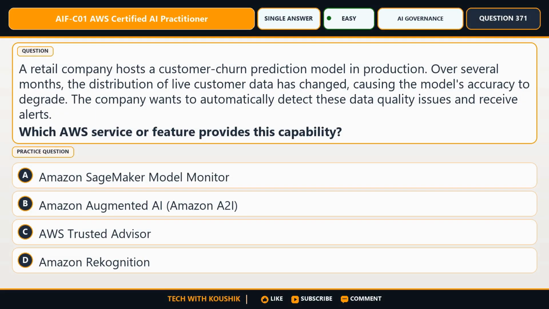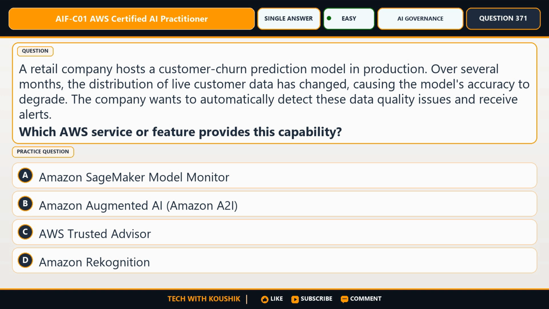Work through question number 371 step by step. We are moving to AI governance. First, locate the key operational constraint. A retail company hosts a customer churn prediction model in production. Over several months, the distribution of live customer data has changed, causing the model's accuracy to degrade. The company wants to automatically detect these data quality issues and receive alerts. Which AWS service or feature provides this capability?